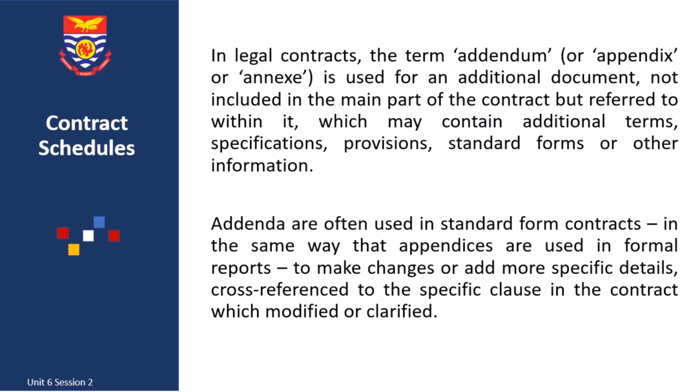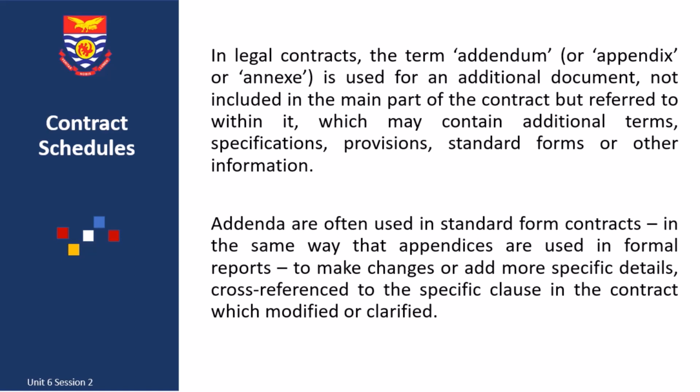"See appendix for details." You realize the appendix is not part of the contract. However, it is there to give some specific details to certain terms in the contract. It's there for us to understand some terms stated in the contract better. In legal contracts, the term addendum or appendix or annex is used for an additional document not included in the main part of the contract but referred to within it, which may contain additional terms, specifications, provisions, standard forms, or other information. Addenda are often used in standard form contracts.